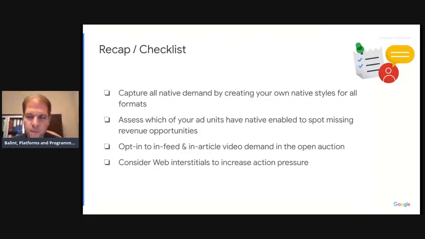And just a recap on boosting your demand. So, make sure that you capture all the native demand by creating your own native styles. Also assess which of your ad units have native enabled to spot missing revenue opportunities. Opt into in-feed and in-article video demand in the open auction, and consider web interstitials to increase auction pressure.